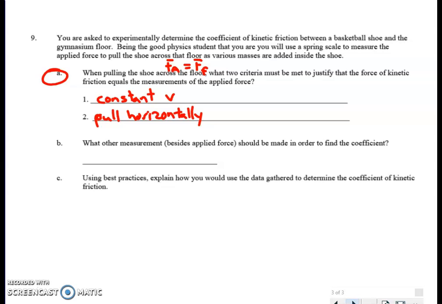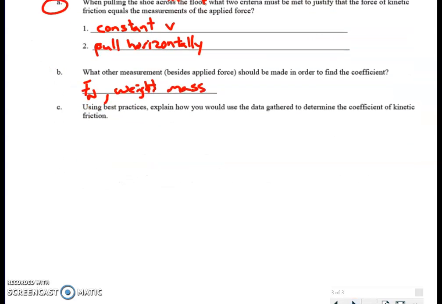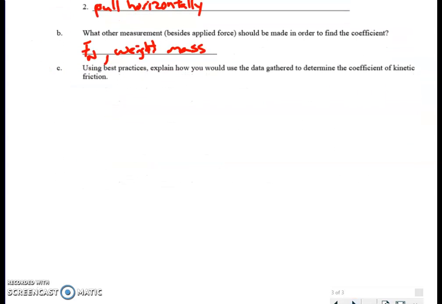All right, I accepted normal force, this was looking for. I accepted weight, full credit. If you put mass, you had to explain how you'd use it to find a normal force eventually. If you did that in part C, that's fine. Okay, so this is where a lot of you missed the problem. Many of you said find mu by just taking the ratio of this to this. Well, that's true. That's not best practices.